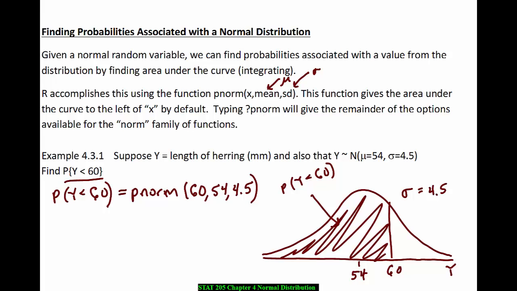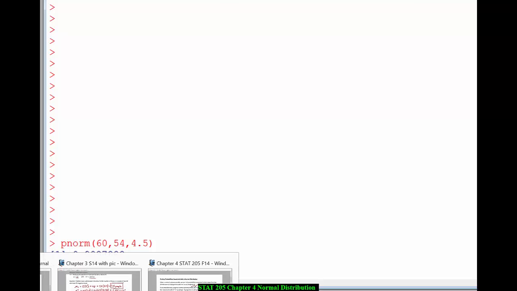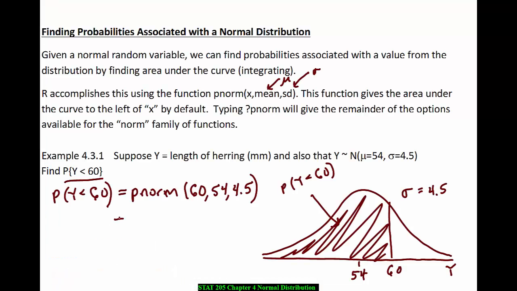So let's go ahead and type this in R, and we'll type in pnorm. Our first value was the thing we want to go to the left of, which is 60. The mean of the distribution was 54, and the standard deviation was 4.5. And we're getting 0.909, or 0.9088. So we'll just put 0.909 here.